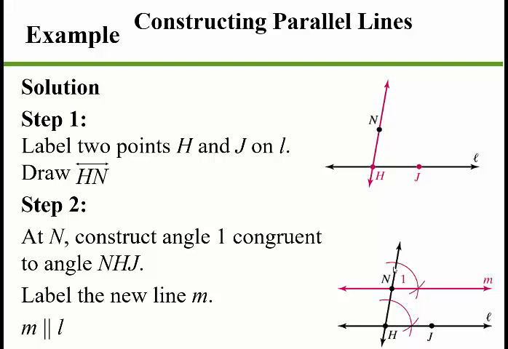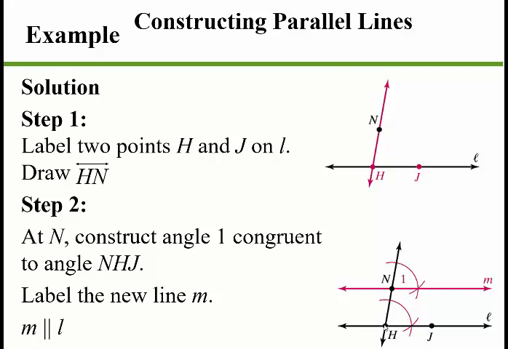Then you're going to take your same compass, which has the same setting, put the pin right here, and draw that same arc. Now where these 2 arcs intersect right here, you're literally just going to draw the line right there. And that line will be parallel.